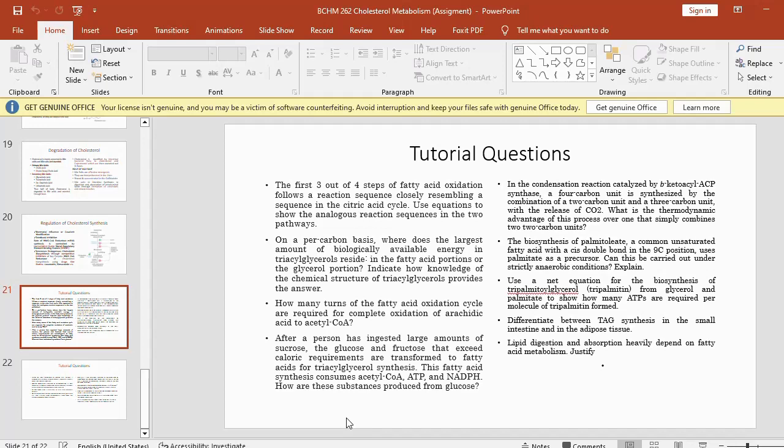How many turns of the fatty acid oxidation cycle are required for complete oxidation of arachidic acid to acetyl-CoA? So with this one, I think the most important thing to know is how many carbons the arachidic acid has. Just say how many turns. Just say it, okay? So this one doesn't have any difficulty.